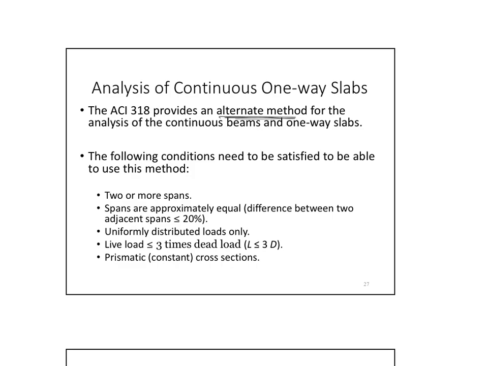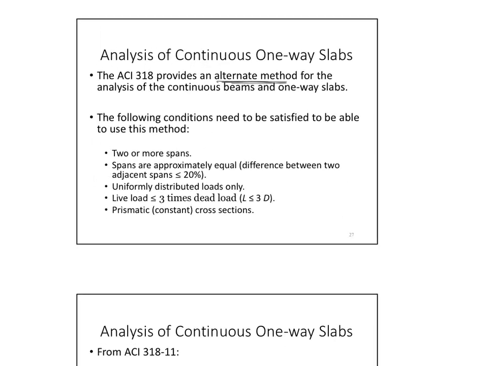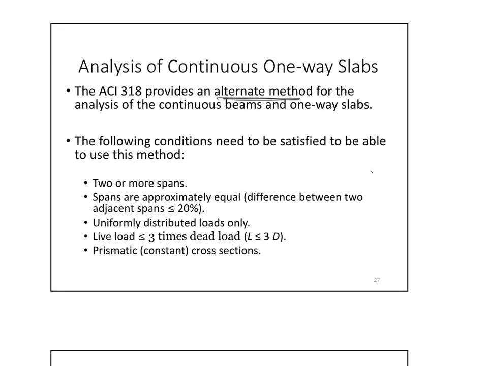What is the alternate method? Before we start with the alternate method, we have to look at its limitations. If we don't have those satisfied, we cannot use it. What are those? Number one, it is 2 or more spans. Number two is the difference between each span and the next span is not more than 20% difference. So I don't have really long spans and really short spans. They have to be very close.